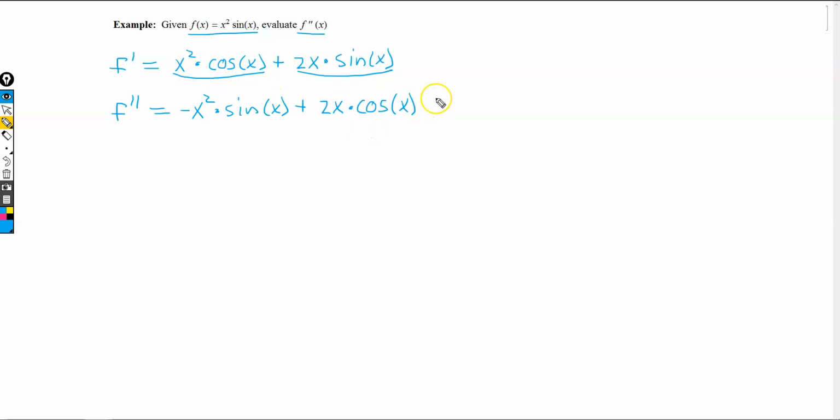Then plus the derivative of this, and we'll have to use the product rule again. So it's going to be 2x times the derivative of sine, plus the sine times the derivative of 2x. And the derivative of 2x, remember, that's just going to be 2, because the derivative of x is 1. And there we go. That's our second derivative.